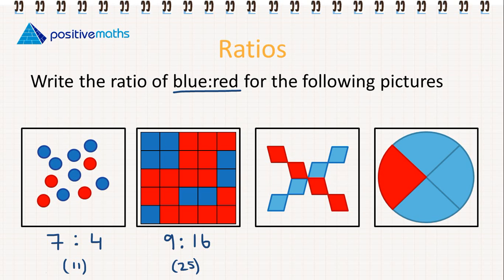Okay, the next shape, the kind of diamonds that we have here. We have 4 blue and 4 red, telling us that there's 8 parts altogether. And the last one here, the circle is divided into 4 parts altogether. 3 of them are blue and 1 of them is red.